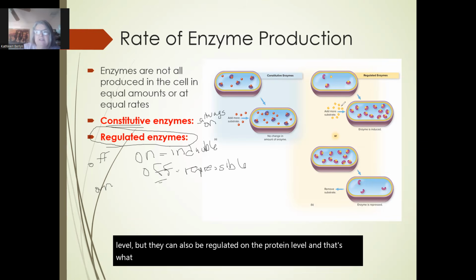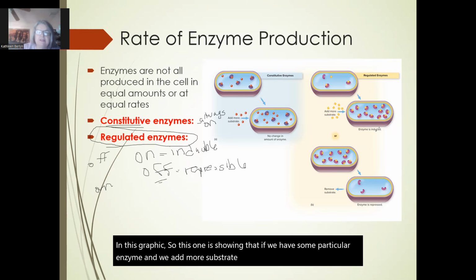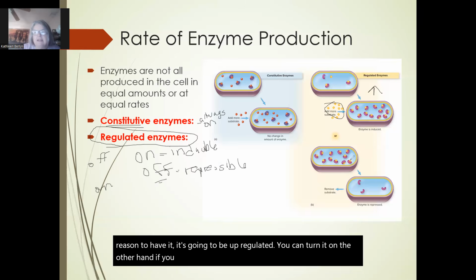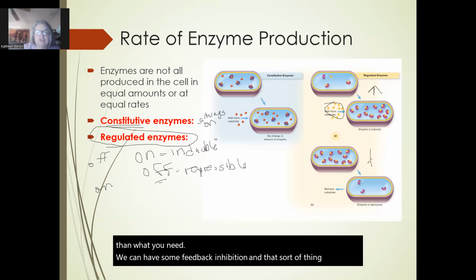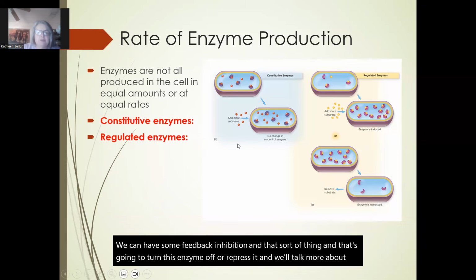And that's what we can see here in this graphic. So this one is showing that if we have some particular enzyme and we add more substrate, the enzyme is induced. So this one would be normally kind of in the off position, but when there's a reason to have it, it's going to be upregulated. You can turn it on. On the other hand, if you end up with an excess of substrate, you have more than what you need, we can have some feedback inhibition and that sort of thing, and that's going to turn this enzyme off or repress it. And we'll talk more about those as we go through.